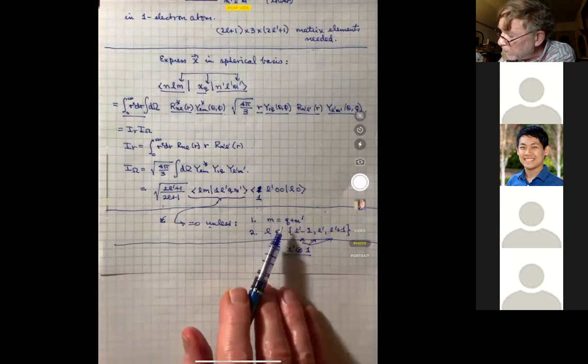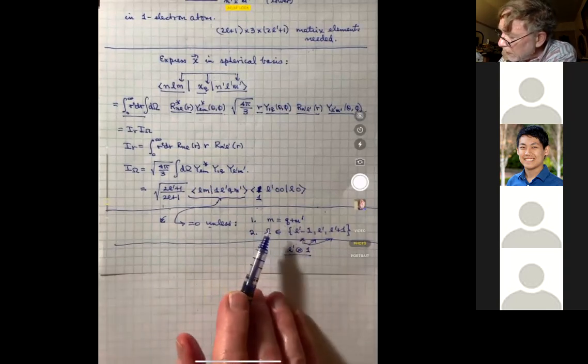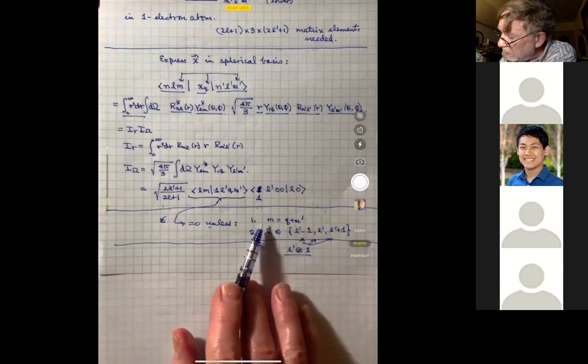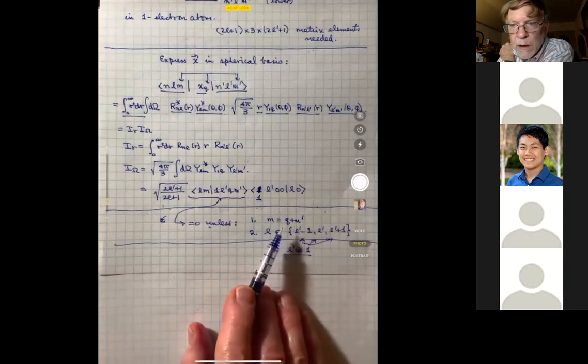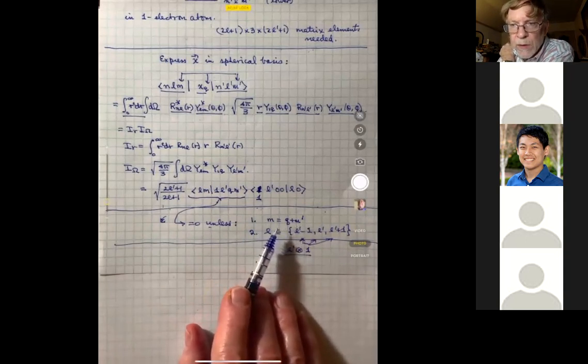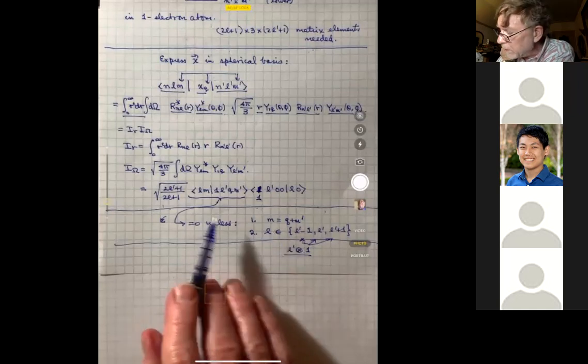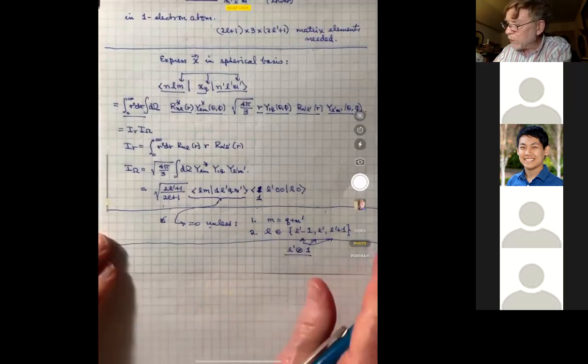Moreover, the M equals Q plus M prime is a way of saying the M and M prime are the LZ, the Z component of the angular momenta of the initial and final states. And what that means is that Q here has a physical significance. It's the Z component of angular momentum of the photon. All right, so that's the physics that's behind these selection rules.